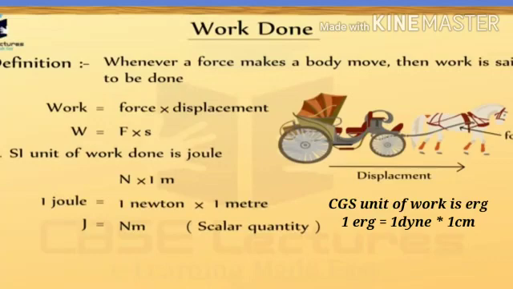SI unit of work done is Joule, which is equal to Newton meter. 1 Joule is equal to 1 Newton multiplied by 1 meter, which is the MKS or SI unit of work. CGS unit of work is erg. 1 erg is equal to 1 dyne multiplied by 1 centimeter. Here, work is a scalar quantity.